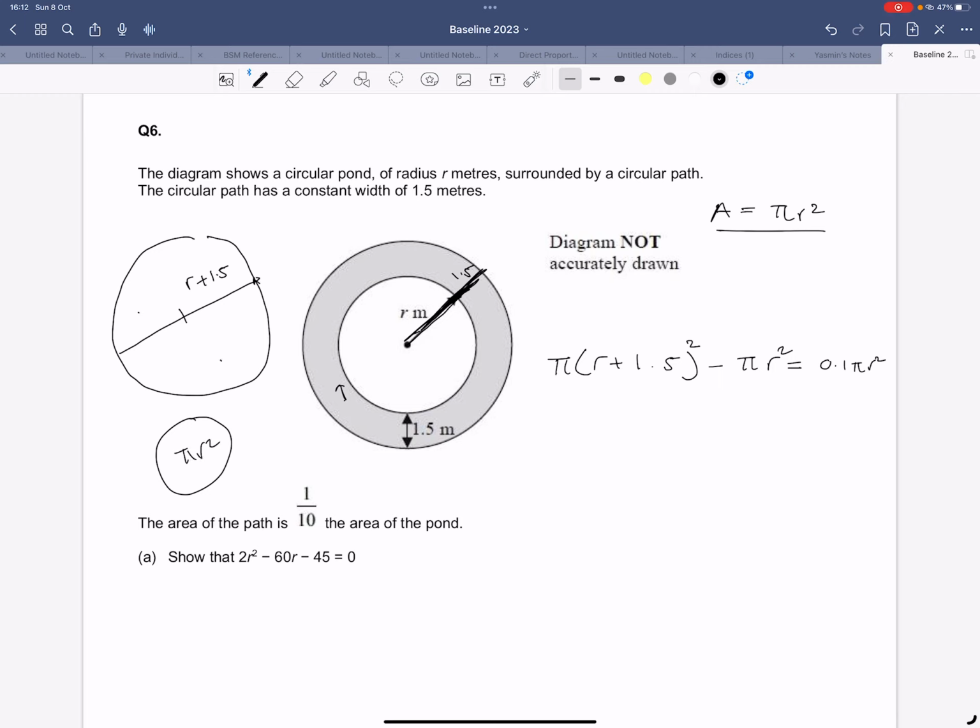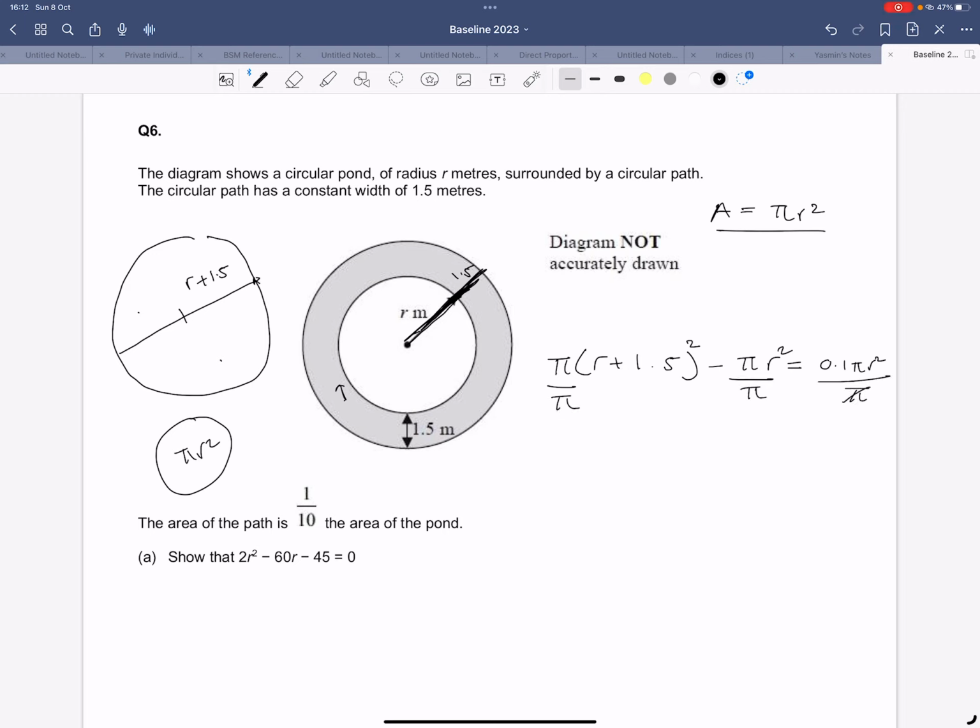And then again, the path is a tenth of the pond. So simplifying this will give us the following. So if I quickly calculate it for you, 1.5 squared is 2.25. So we're left with r squared plus, firstly, let me just make it easy for myself and divide everything by pi.